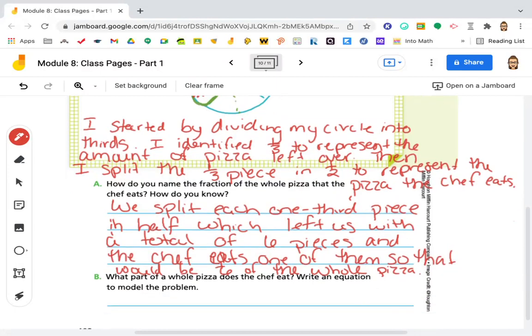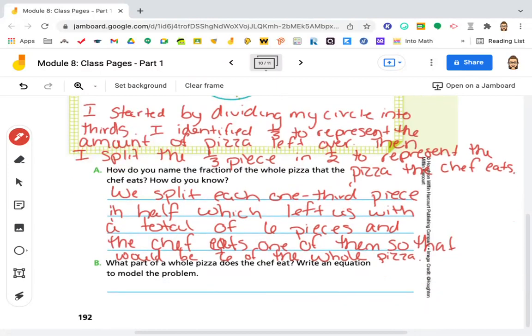And it says, what part of a whole pizza does the chef eat? Write an equation to model the problem. Well, we would have 1/2 times 1/3. Remember that dot means that we are multiplying. It's another form of multiplication symbol. And we got 1/6. So we have 1/6 of the whole pizza.